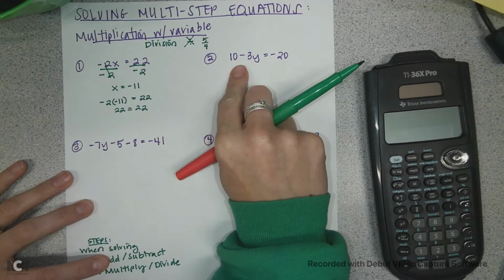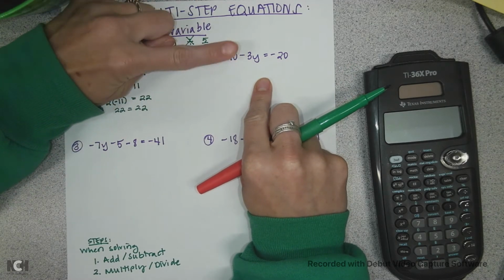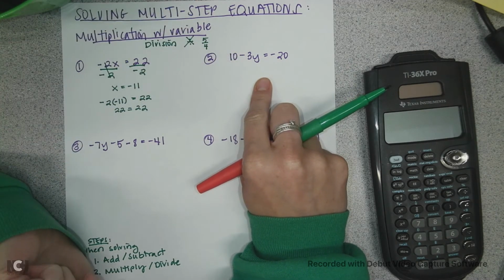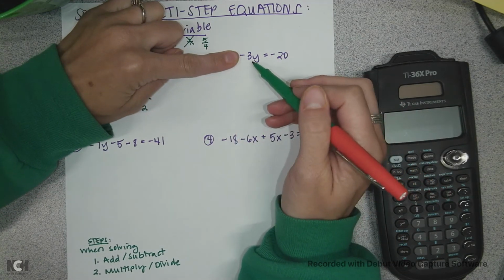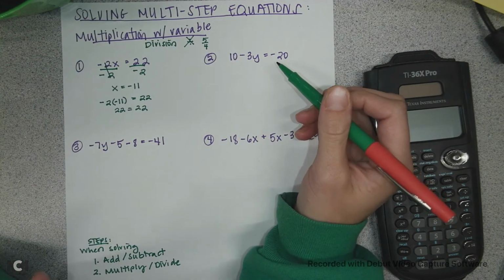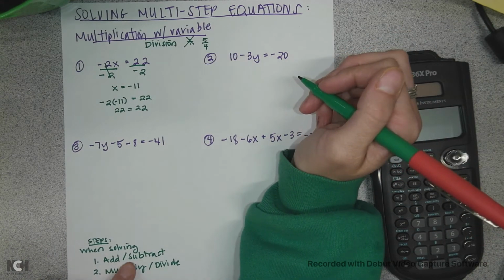Now on number 2, the only difference between number 1 and number 2 is I put this cute little number in the front, number 10. Other than that, it would be the same thing. So normally, on the last problem, we divide off by 3 first. However, when you're solving, you need to add and subtract first, down here at our steps.